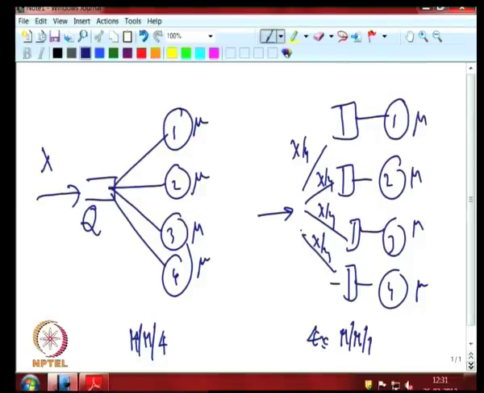I'll just show you the simple MM1, and then I will not do MM4. I'll just mention the result for MM2 and show how you can compare these things.